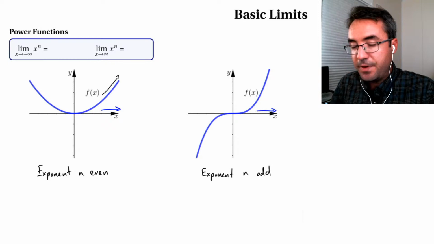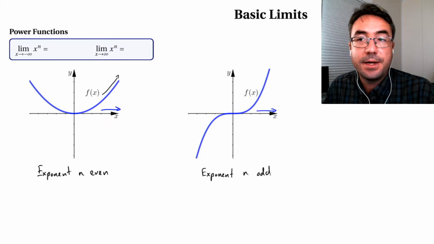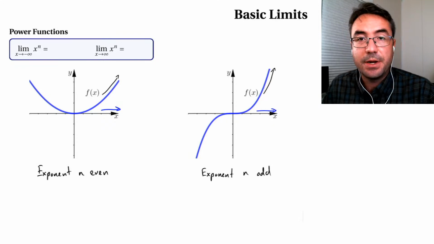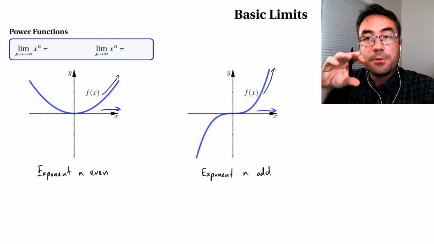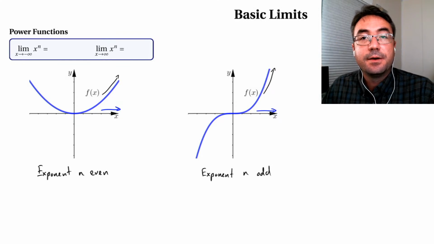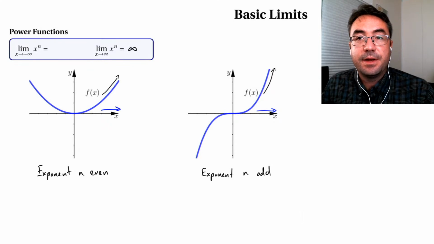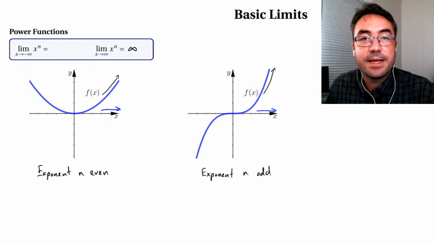And then we're seeing the exact same thing in the other case. As our input values move further and further to the right, the height of our function is increasing. It's going up and up and up. So in both of these cases, the right end behavior is infinite. So we say the limit of x to the power n as x approaches infinity is equal to infinity.